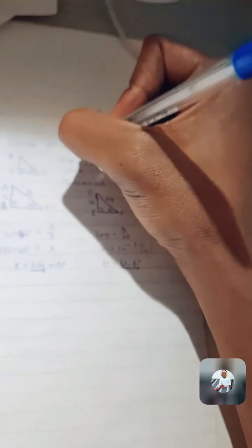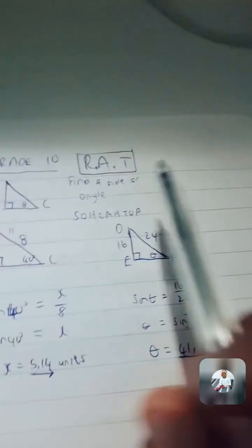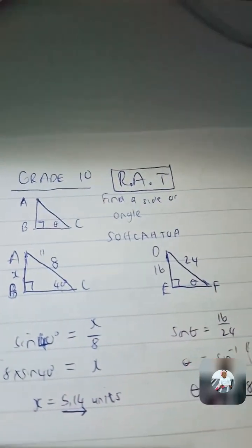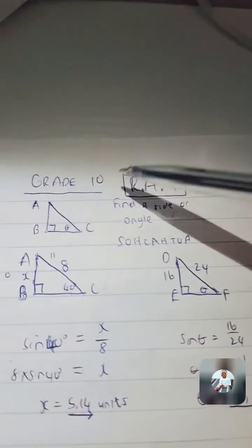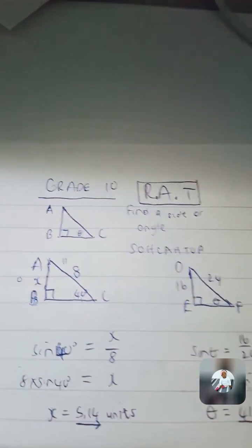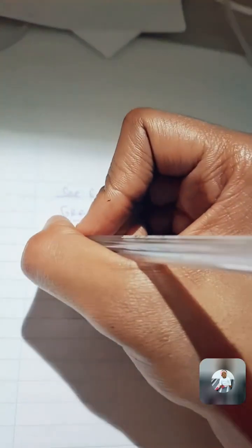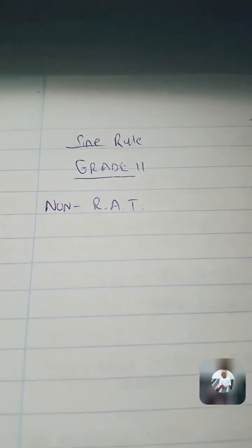In grade 11, this here is what we would do to deal with what we call the RATS, right angle triangles. In grade 11, all of a sudden, on a Monday, I'm telling you, on a Monday, but it's a Wednesday, we are given non-RATS.